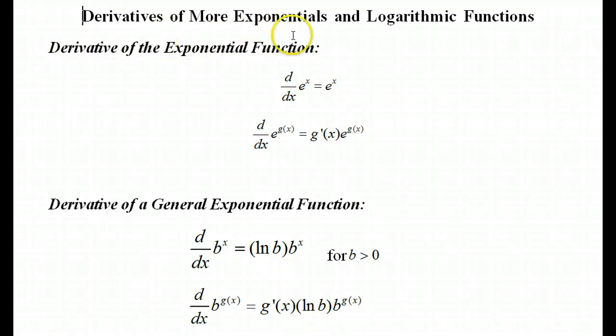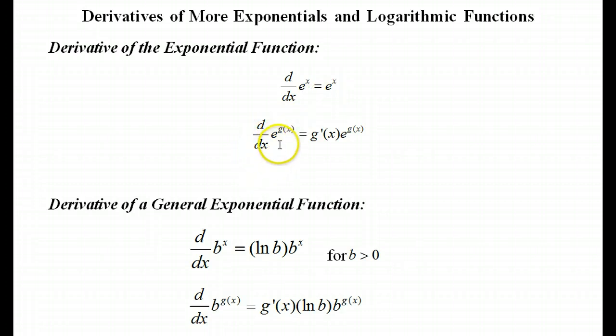Derivatives of more exponentials and logarithmic functions. So we're just going to continue on to develop more derivatives of different types of functions. The first one is review. So the derivative of the exponential function, the derivative of e to the x is again e to the x.